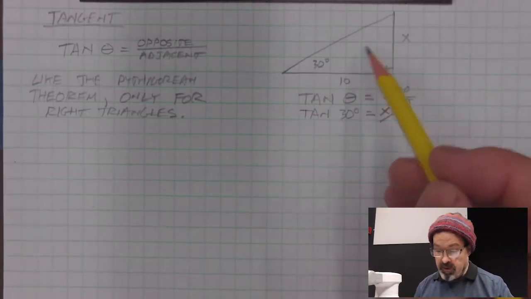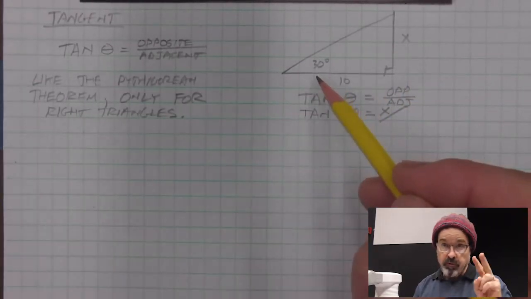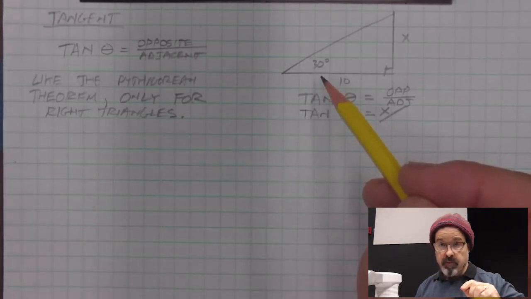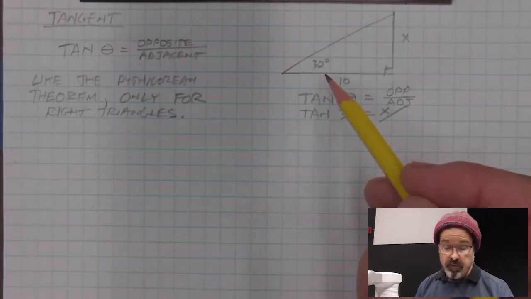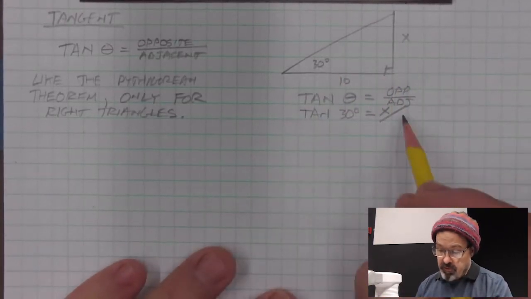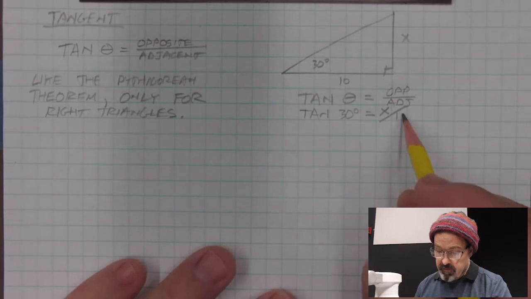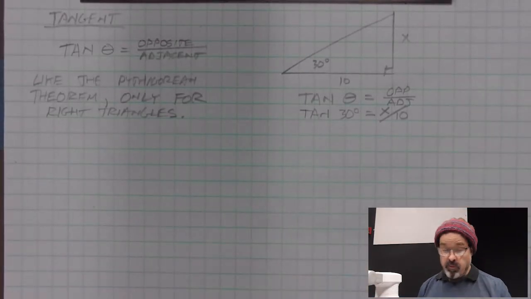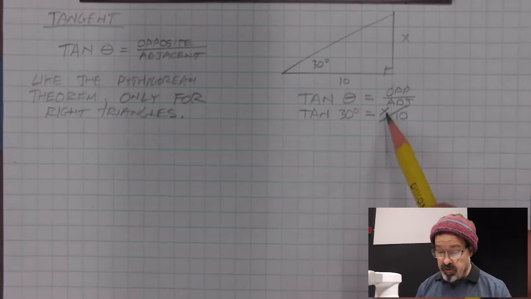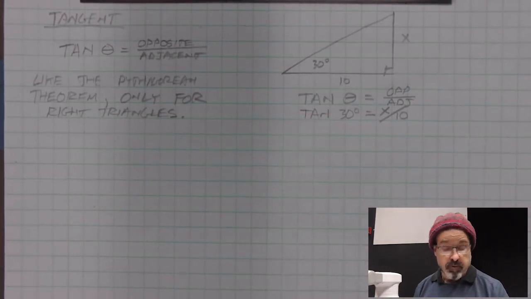Whenever we consider an angle in a right triangle, there are two sides that are next to that angle, but only one is adjacent because the other will be the hypotenuse. The adjacent side to 30 degrees is this 10 here. When we substitute the values in, we have created an equation with one unknown, which means that we can solve for this unknown x and get its measure.